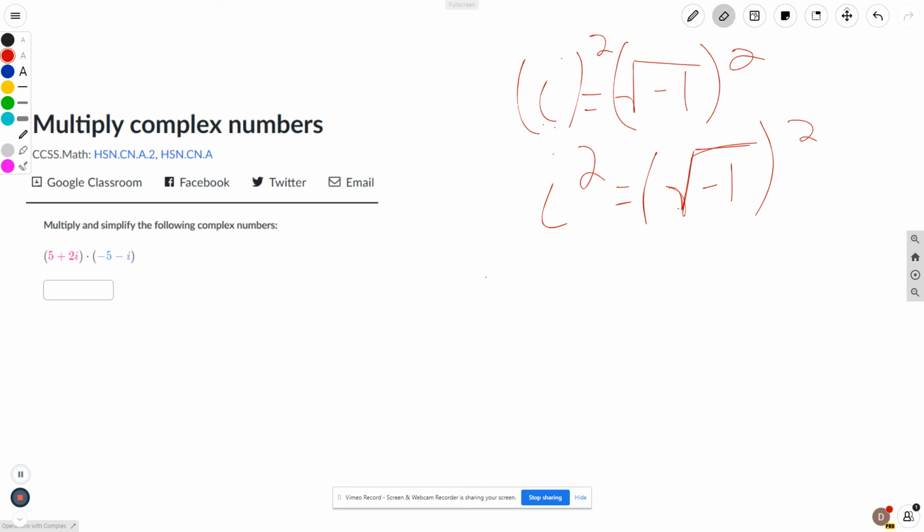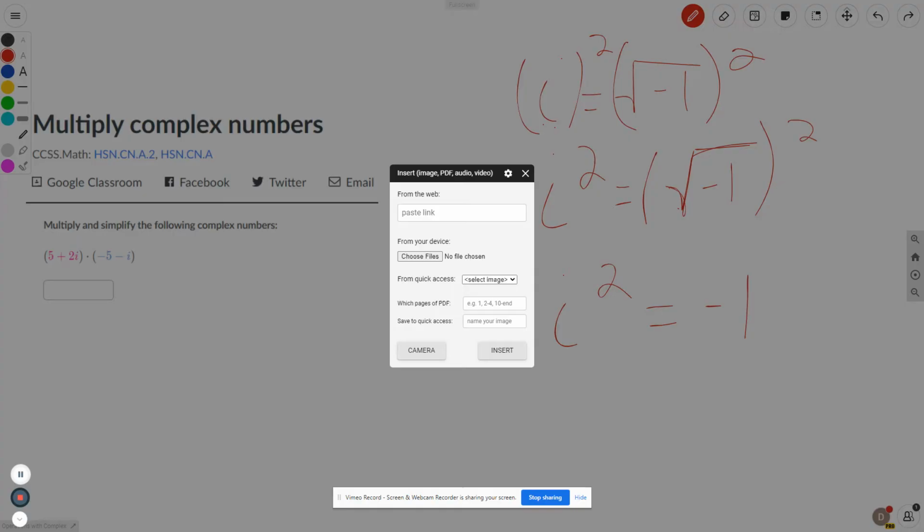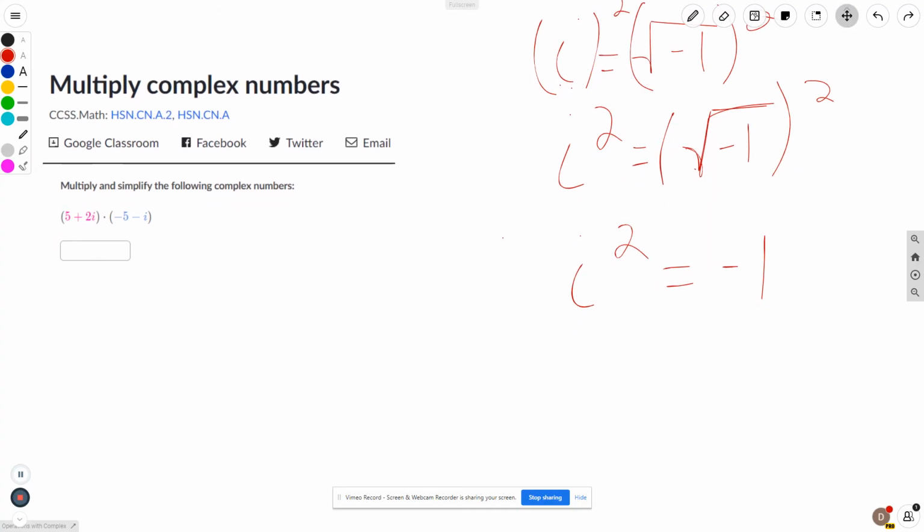If it cancels out, we're just left with i squared, what's in the radical, negative 1. Just keep this in the back of your mind because we're going to do this example really quick. So we have 5 plus 2i times, notice there's a multiplication sign here, so we're now going to FOIL, negative 5 minus i.